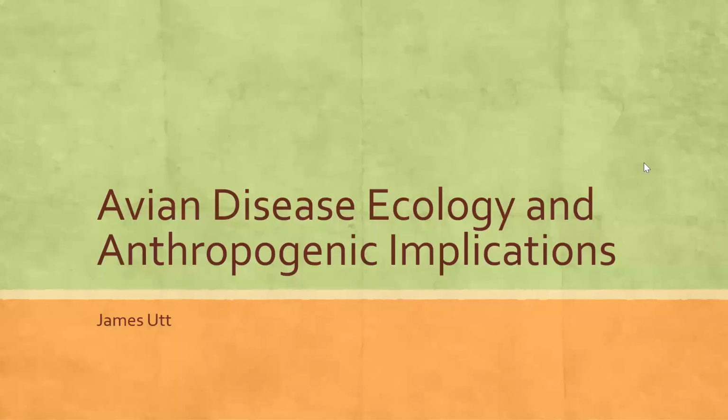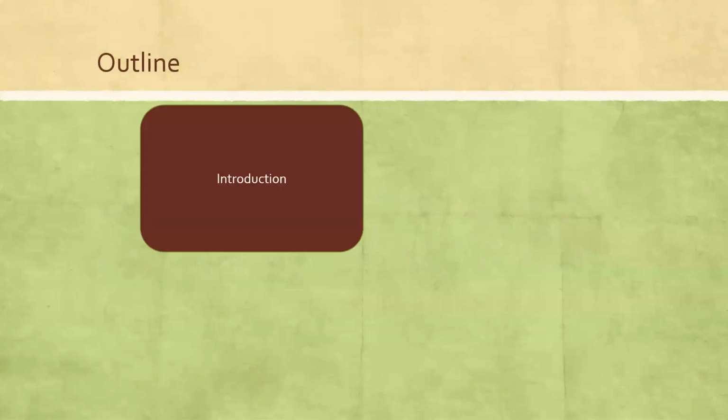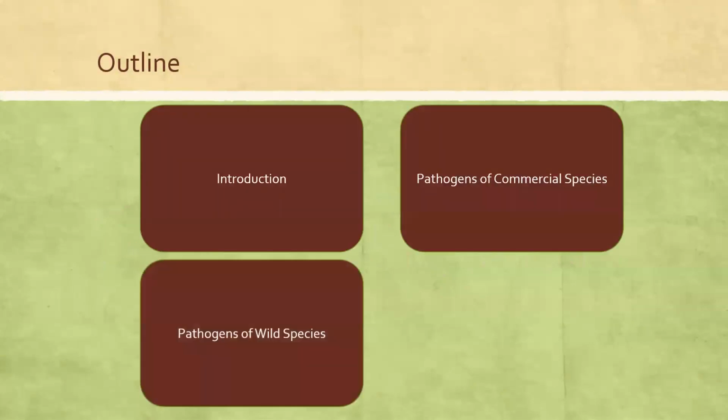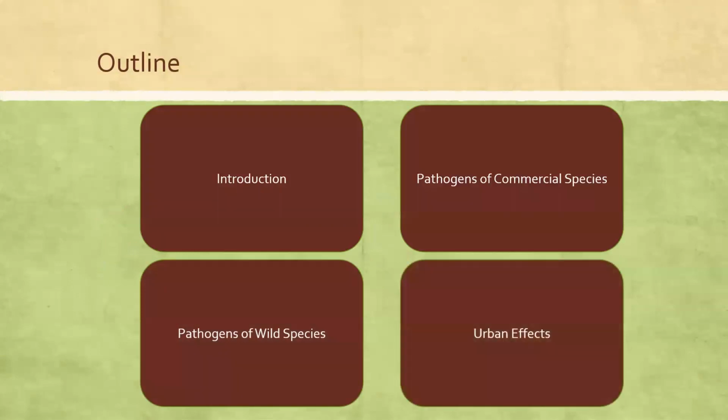Okay, today I'm going to be talking about avian disease ecology and some anthropogenic implications. So I'm going to be giving a brief introduction, going over some pathogens in commercial species, some pathogens in wild species, and talking about some urban effects on those pathogens.